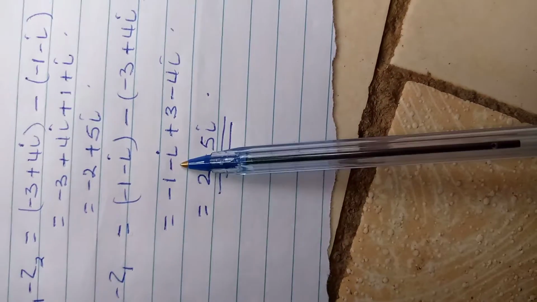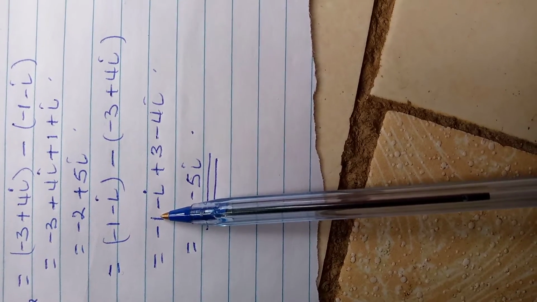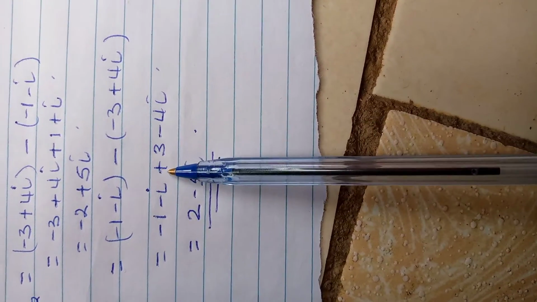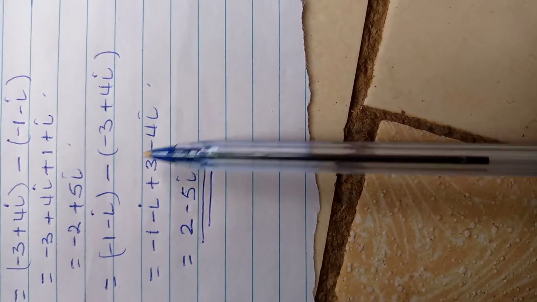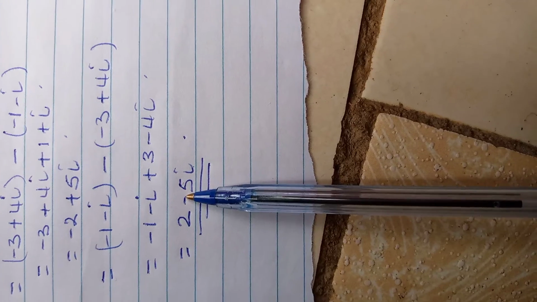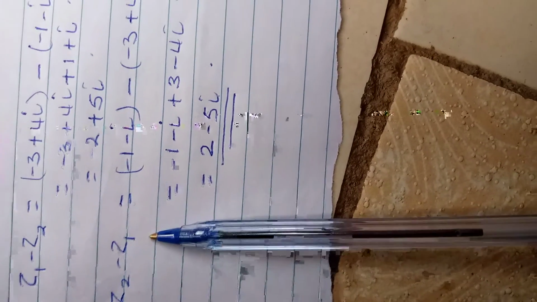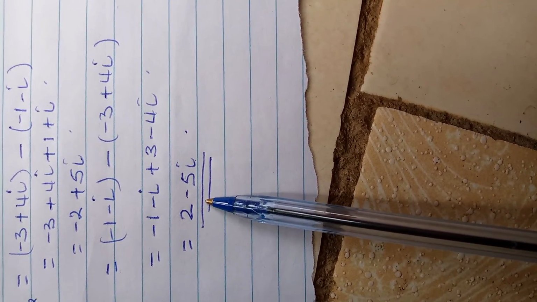Therefore, combine real together, imaginary together: negative 1 plus 3 gives us 2, negative i minus 4i gives us minus 5i. Finally, z2 minus z1 gives us 2 minus 5i.